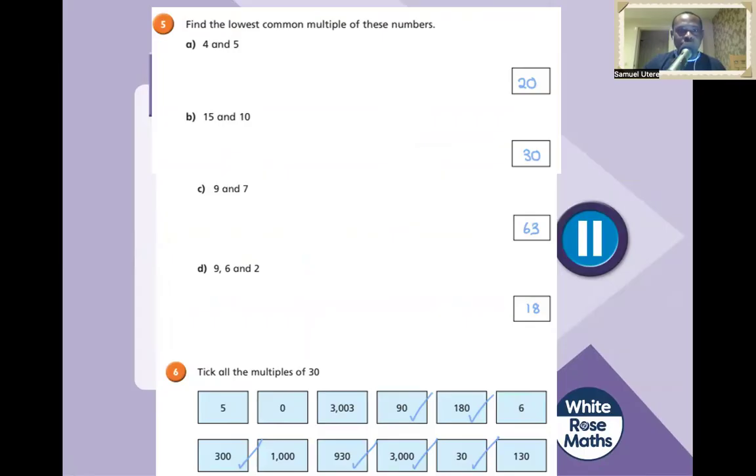Okay. And then here you were asked, tick all the multiples of 30. Okay. So multiples of 30 will be the numbers that you think you would find in the 30 times table, or the numbers you think you would get if you were to multiply another number with 30. Or another way of thinking about it, a quicker way would be to check whether you will be able to divide these numbers by 30. So if you get whole numbers, it means those numbers are multiples of 30.